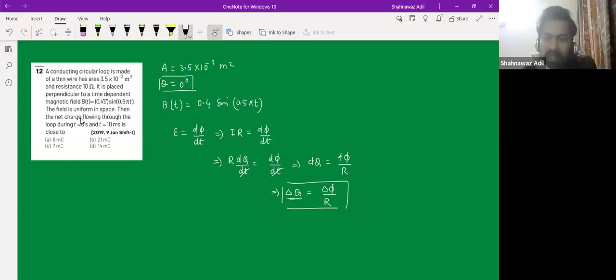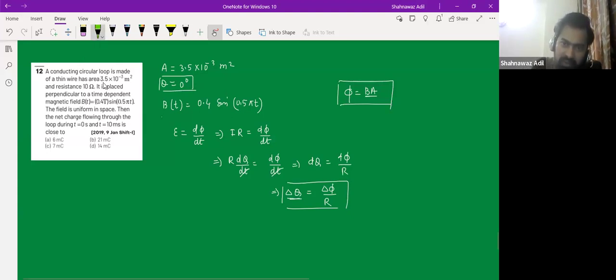So we have to only find out the change in magnetic flux. We know that this is BA cos theta. So cos theta is 0, so this is only BA. And what is fixed and what is changing in this thing? This area is fixed. This remains constant. Only magnetic field is changing.